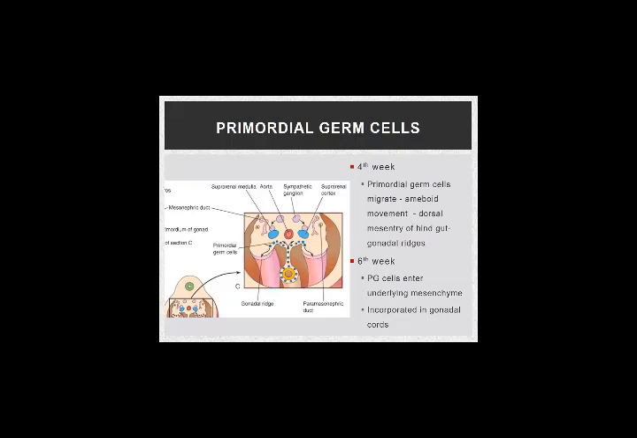Okay. So to begin with, they are lying in the epithelium of the gonadal ridges, but in the 6th week these primordial germ cells come to lie in the mesenchyme.